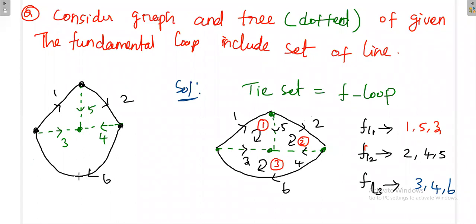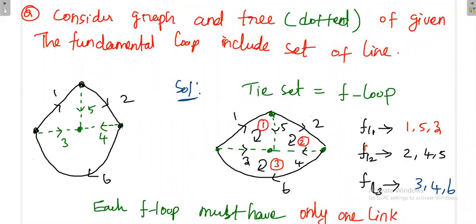See, the fundamental loop at any point of time should consist of only one link. If you take 1, 2, 6, how many links are there? 3 links are there in the loop, so that is not a fundamental loop. Or you can take 3, 5, 2, 6. Again in this case there are 2 links. So each fundamental loop should consist of only one link. That is very important. Each fundamental loop must have only one link.